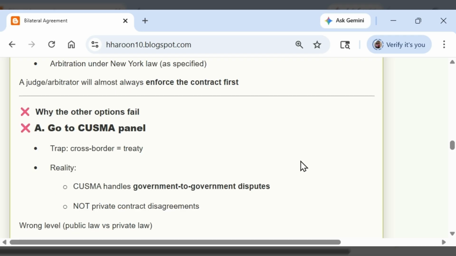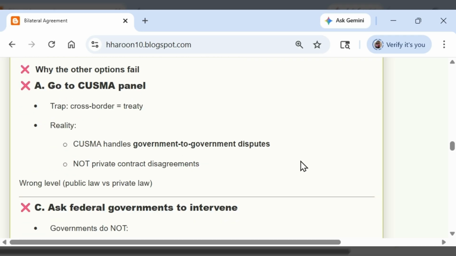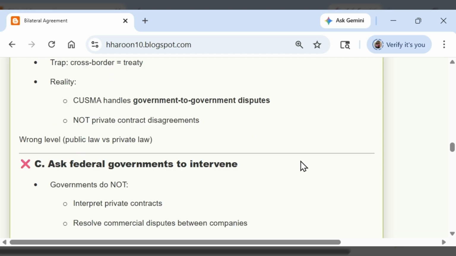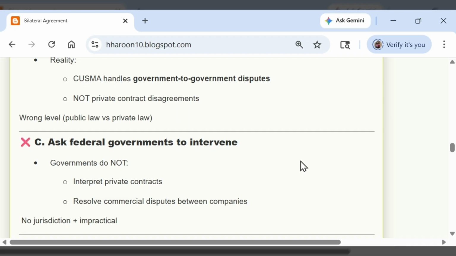Why the other options fail. A, go to a CUSMA panel: a trap. Cross-border does not equal treaty. In reality, CUSMA handles government-to-government disputes, not private contract disagreements. Wrong level: public law versus private law.